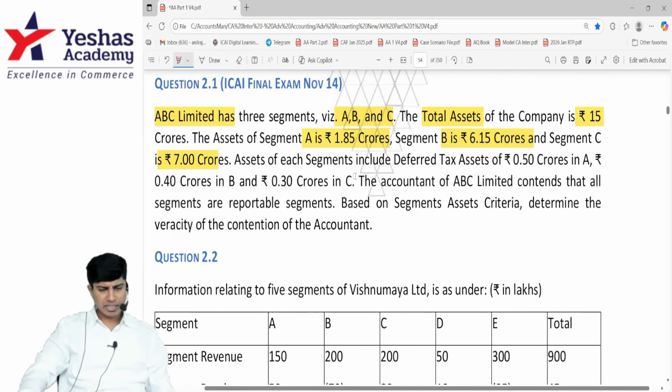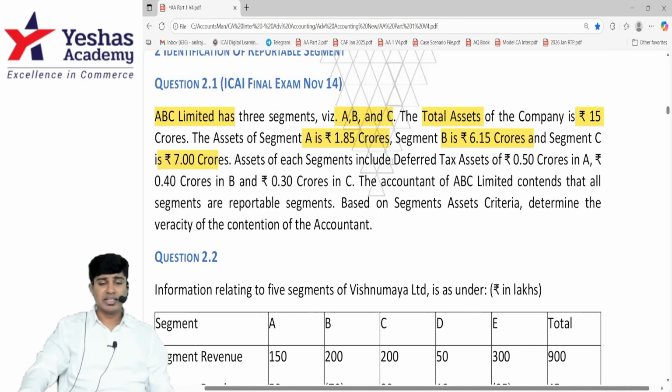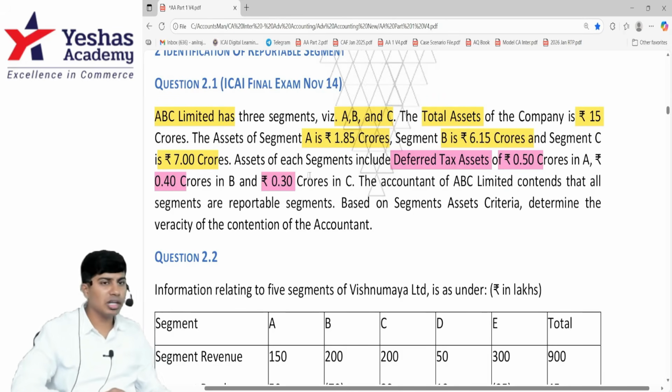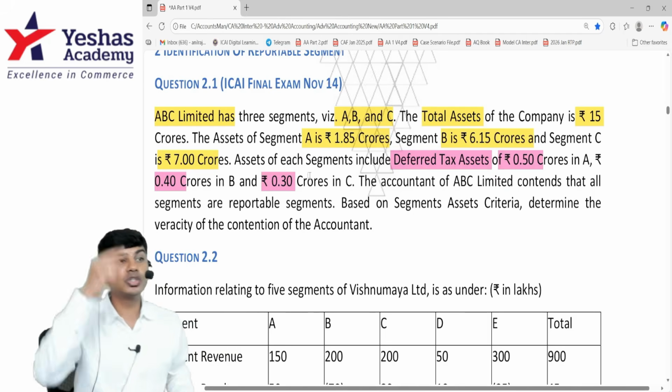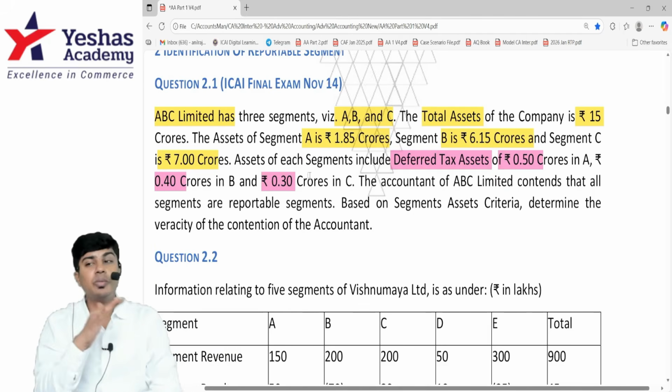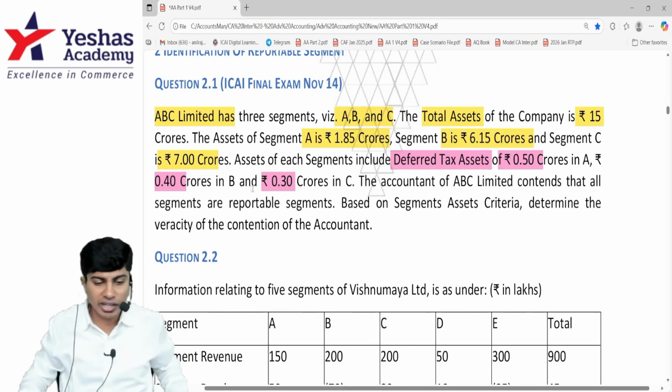include segment assets, that is deferred tax asset 0.5, 0.4 and 0.3 for ABC. Deferred tax asset, should it be included in segment assets for the computation of reportable segment criteria? No, we read that point clearly. What was there in the exclusions? Tax should be excluded.